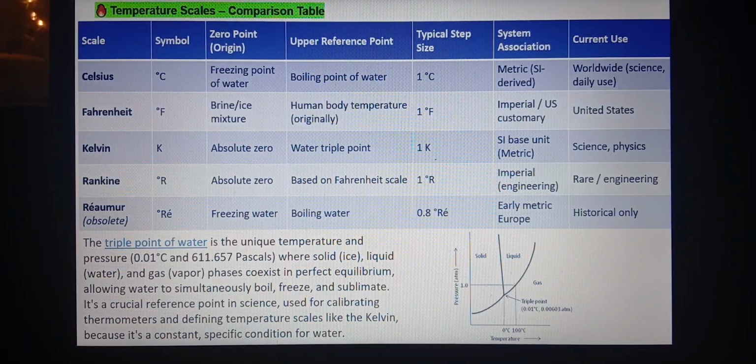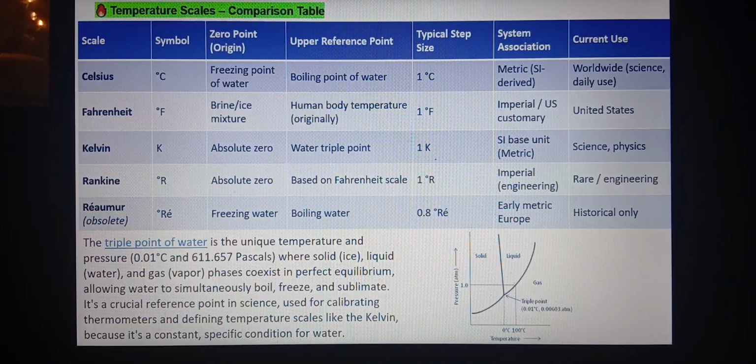Temperature scales comparison table. If you look at the left-hand side scale, we are going to be looking at Celsius, Fahrenheit, Kelvin, Rankine, and Reaumur. You can see the symbols are degrees C, degrees F, K, degrees R, and degrees RE. The zero point origin for Celsius was the freezing point of water. Fahrenheit was brine. Kelvin was absolute zero. Rankine was absolute zero. Reaumur was freezing water.